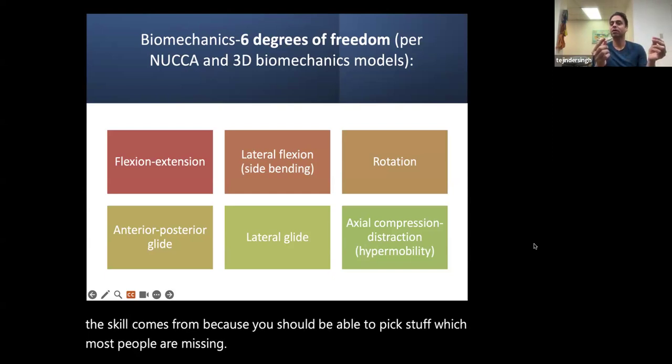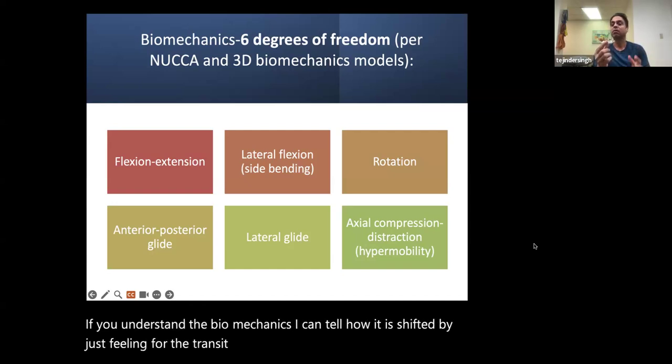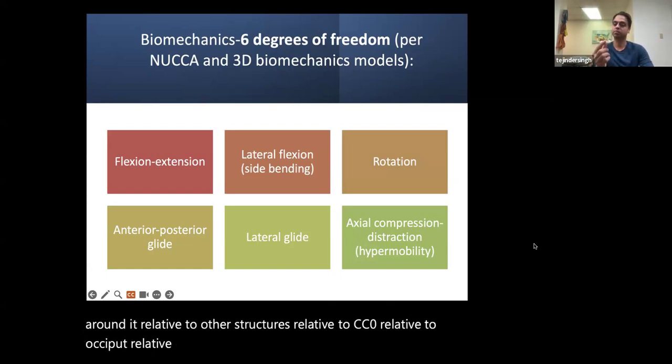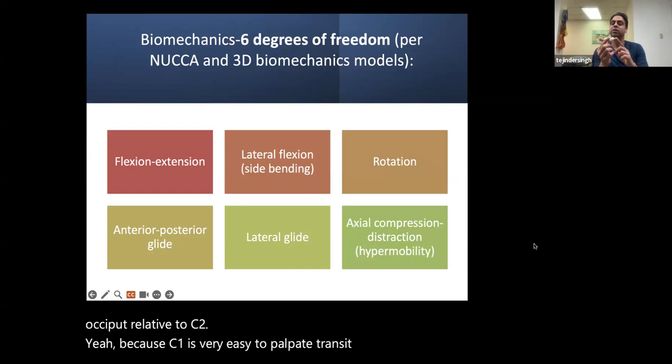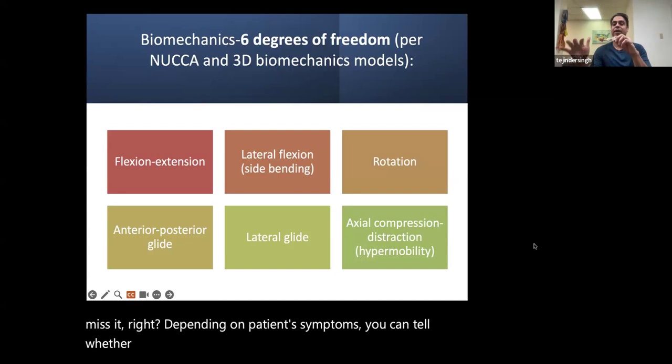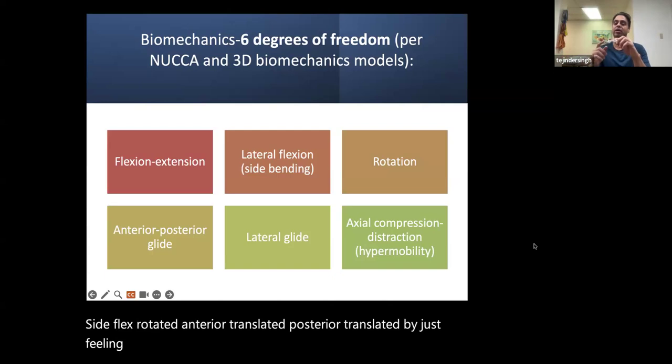And I do think that if you understand the biomechanics, I can tell how it is shifted by just feeling for the transverse process relative to other structures around it, relative to C0, relative to the occiput, relative to C2. Because C1's transverse process is very easy to palpate. You can't miss it, right? Depending on patient symptoms, you can tell whether it's side flexed, rotated, anterior translated, or posterior translated by just feeling it, and comparing it to the structures surrounding it.